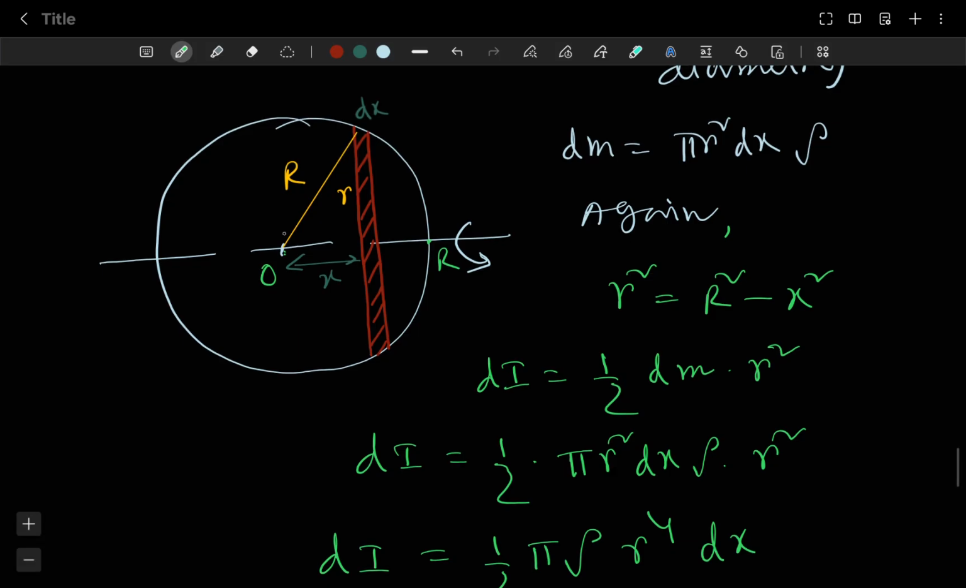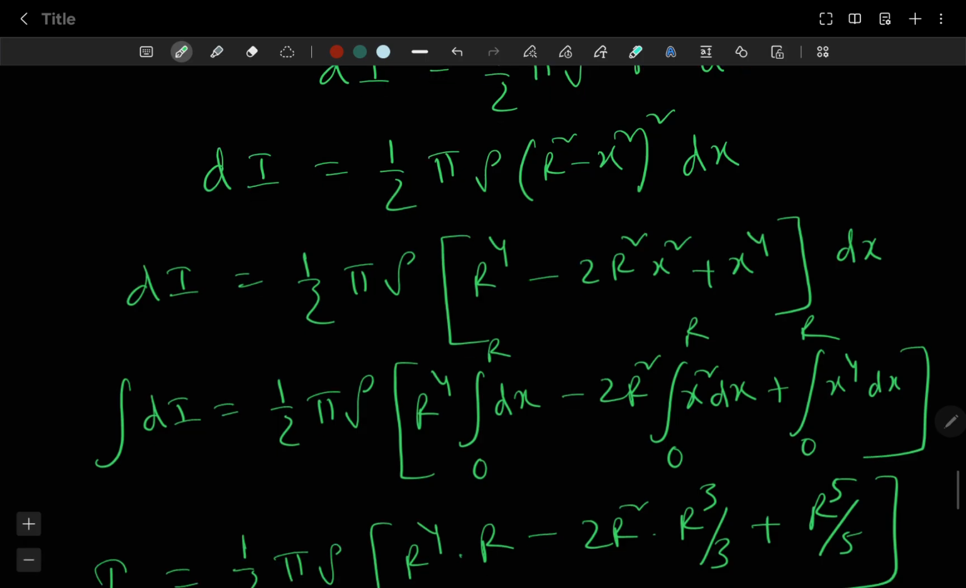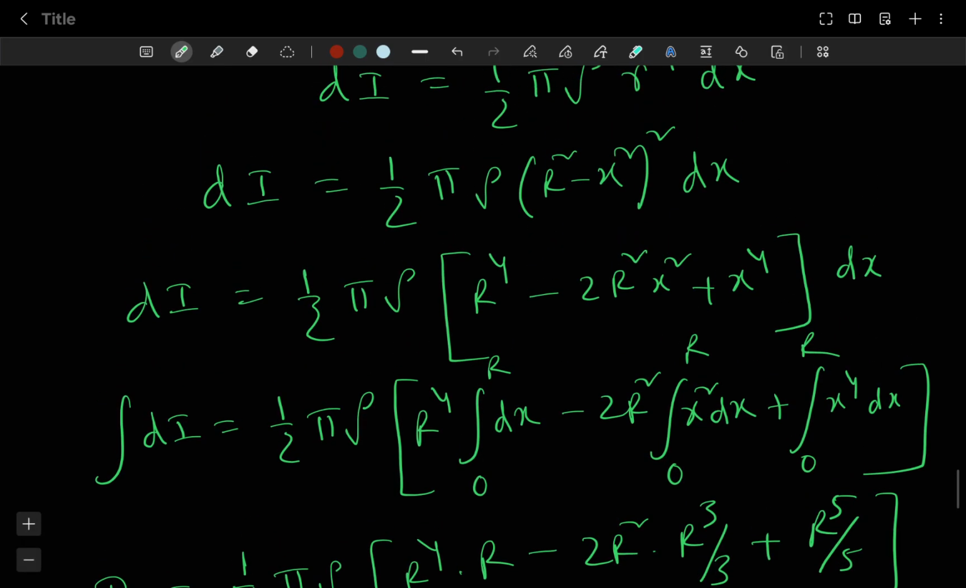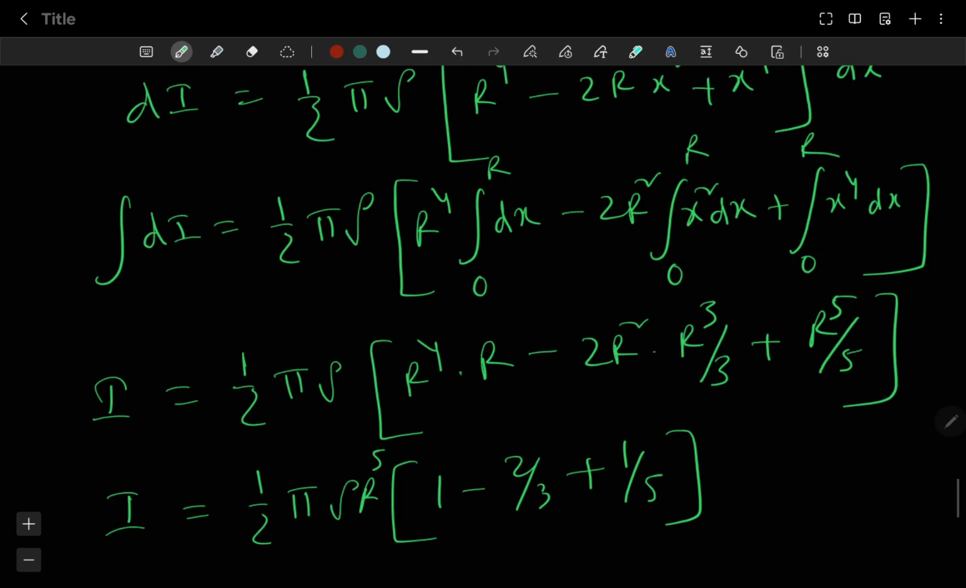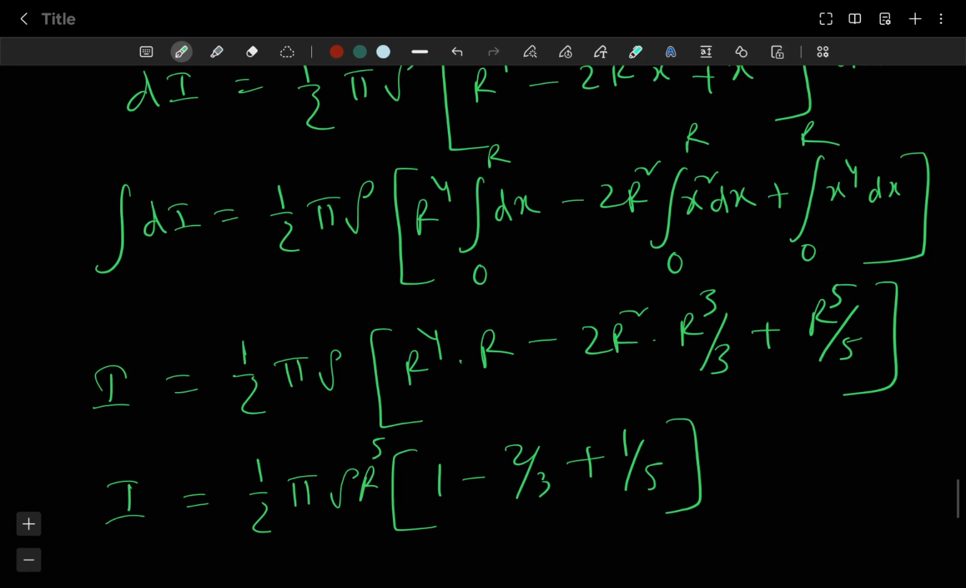I have taken x, the limit of x from 0 to r. But I should have taken it from minus r to plus r for the whole sphere. Otherwise I have taken just 0 to r. So I have to multiply it by 2, because from 0 to r I am taking half of the sphere. To get the full sphere, I will just multiply it by 2.